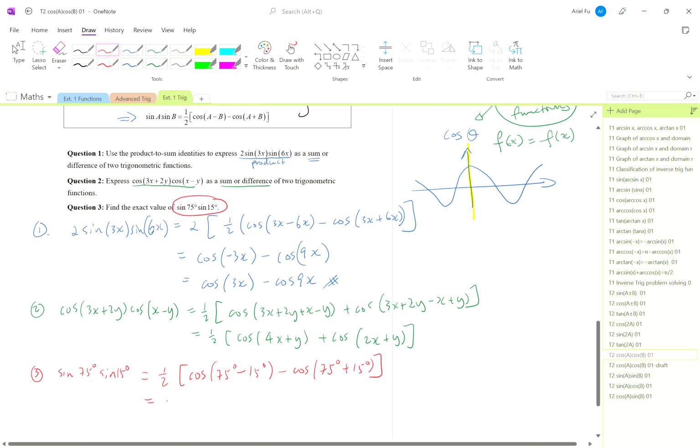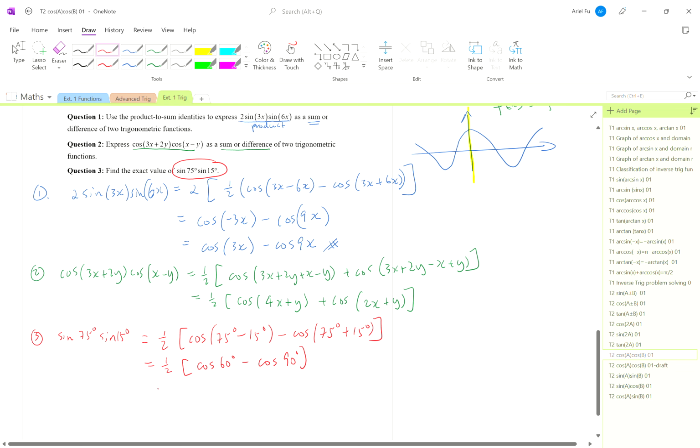So this gives me half of cosine of 60 degrees take away cosine of 90 degrees. Now, we all know our exact angles very well now. I know cosine 60 degrees is half, and cosine 90 degrees is 0. So this gives me 1/4.